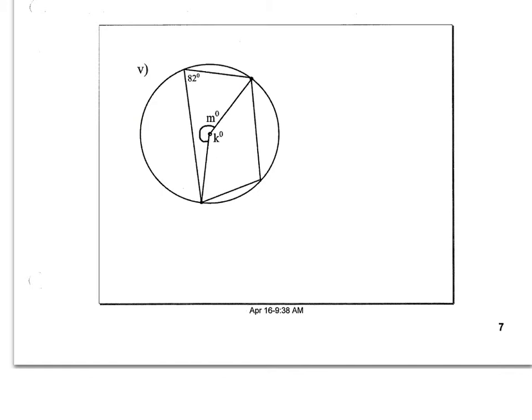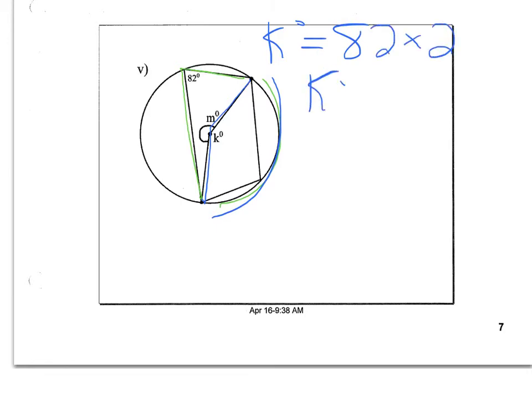Okay, next. A little bit different, something you haven't seen before. M and K, we'll solve for K first, because it's a little more straightforward. So, you have 82 degrees, an inscribed angle along that arc. And you have K, which is a central angle, along the same arc. So 82 times 2, K will equal 164 degrees. That's the easy one.